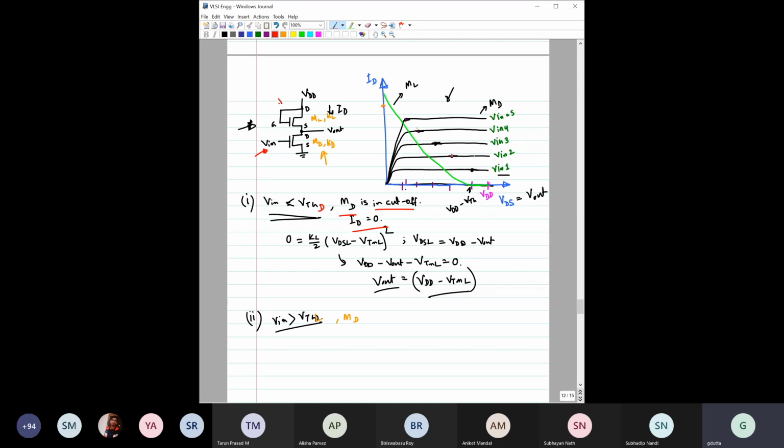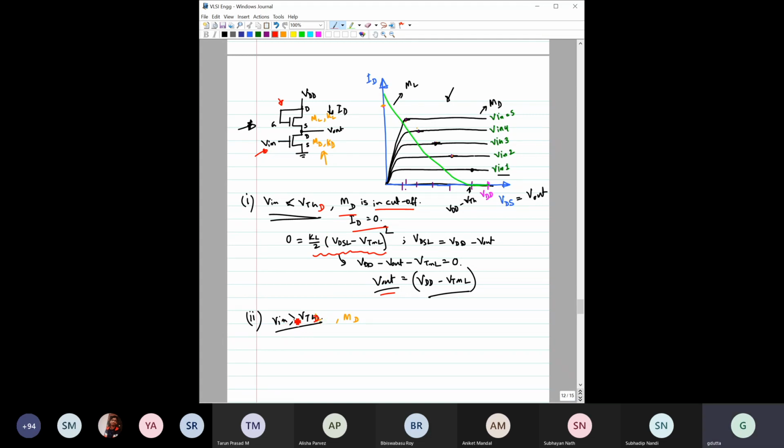But this load transistor, from this configuration itself, should always be in saturation. So we can write the saturation equation for this transistor and get the equation for this. Yeah, so it should be VTHD only. So again, I was right earlier, right?